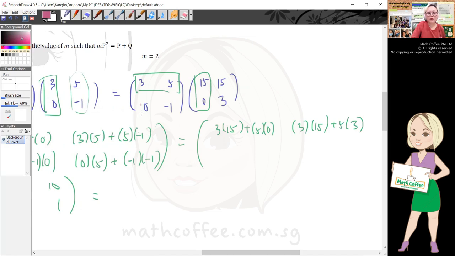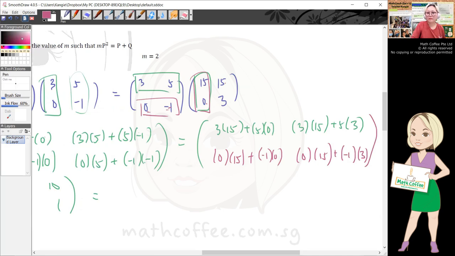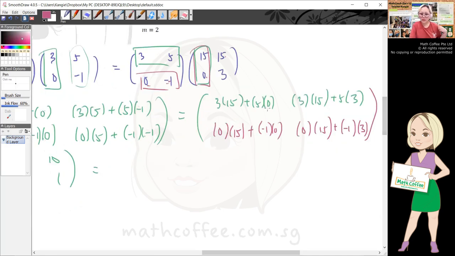And let's go to the below, here and here. So it will be 0 times 15 plus -1 times 0. And 0 times 15 and -1 and 3. Okay, so let's see. This is 45 and 0, so it's 45. 0 and 0, nothing much. 45 plus 15, 60. This is 0 and -3, so it's -3.